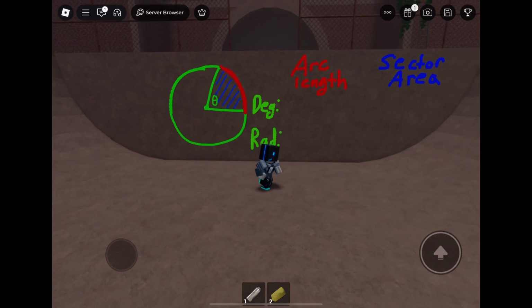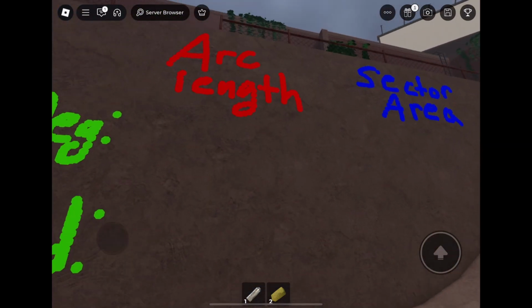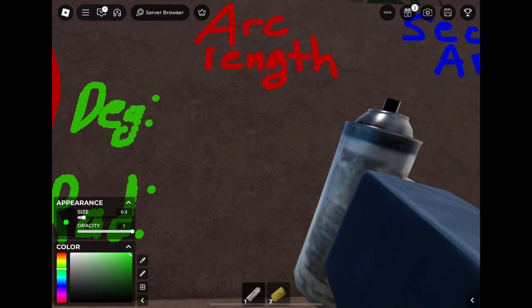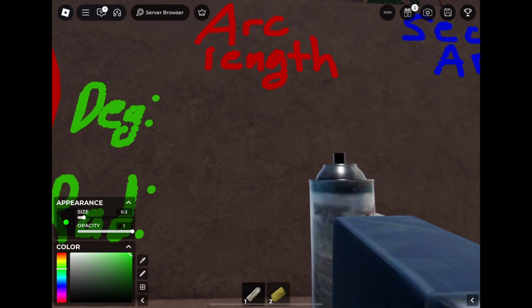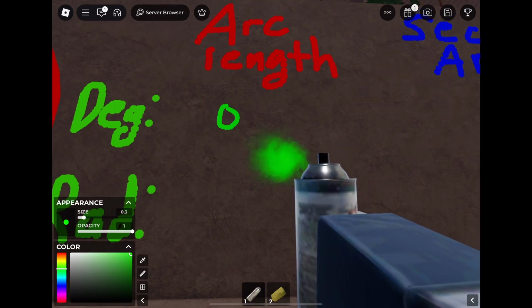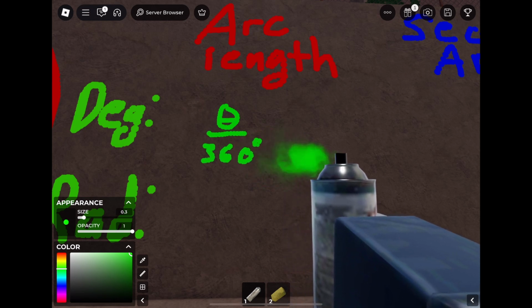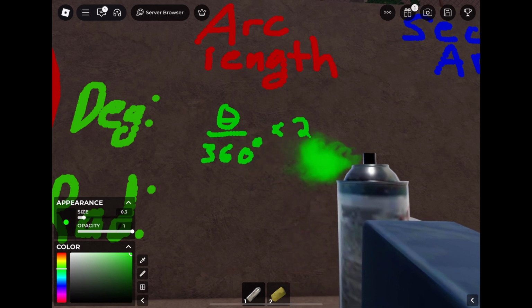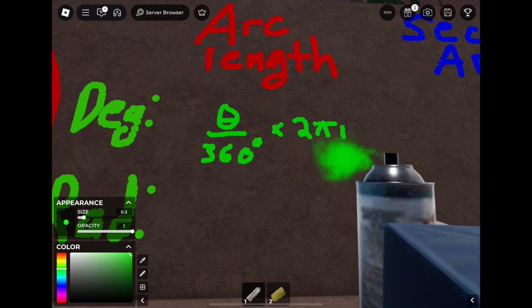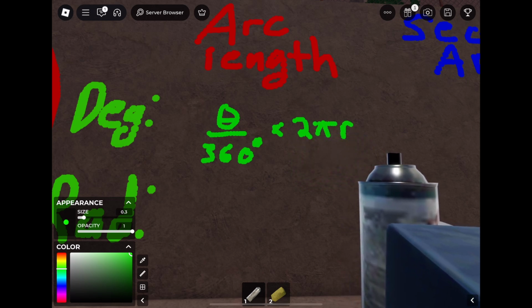I'm going to zoom in here for a bit. So for the arc length, the formula you need to know is, if you're using degrees, theta, the angle, divided by 360 degrees times 2 pi r, which you might recognize as the circumference of the circle. For radians, the formula is just r times theta.